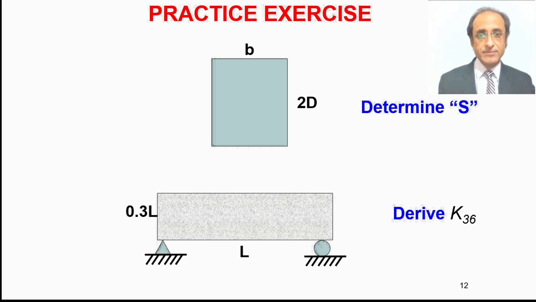We can attempt this practice exercise: for this rectangular cross section, try to determine the value of the form factor or the shear deformation factor S, and for this T-beam where the L by D ratio is 3.33, try to derive K36.